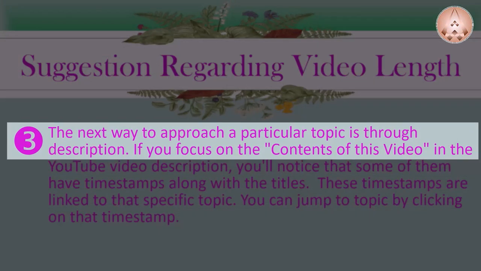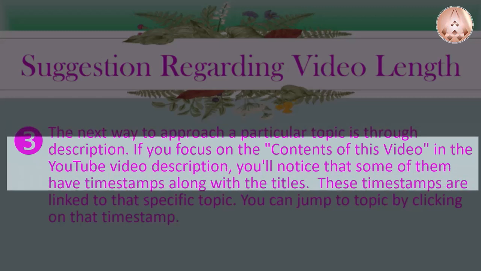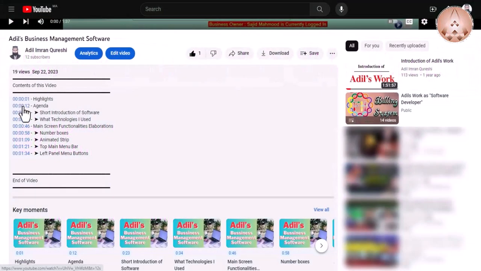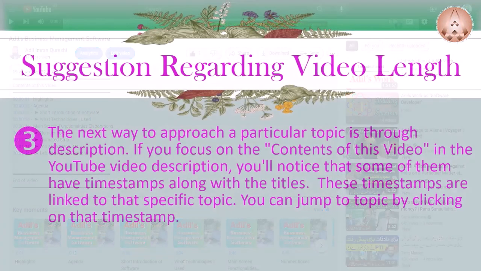The next way to approach a particular topic is through the description. If you focus on the contents of this video in the YouTube video description, you will notice that some of them have timestamps along with the titles. These timestamps are linked to that specific topic. You can jump to a topic by clicking on that timestamp.